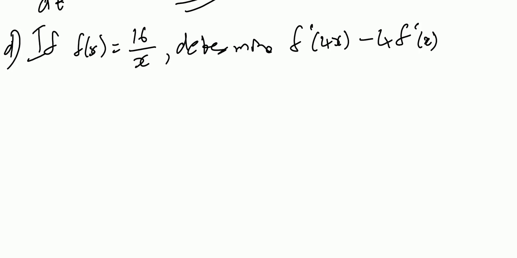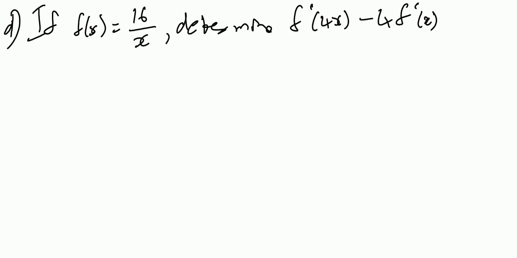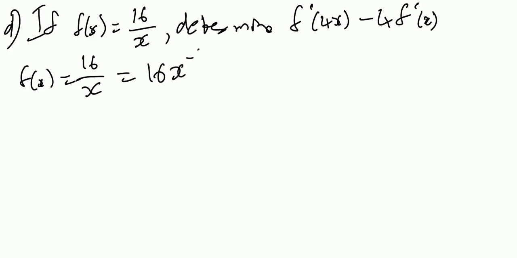That means before we can determine that, we must start by finding what? F prime x. So what will be our f prime x? When finding our f prime x, we start where? We are going to start by removing our x in the denominator, taking it to the numerator. So our f of x is 16 over x, which is the same as 16 over x to the power negative 1. So now we can find f prime x. In this case, our k is 16, our n is negative 1.